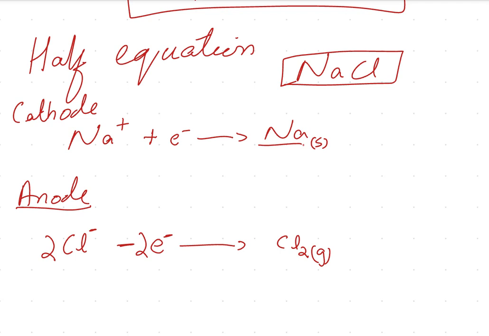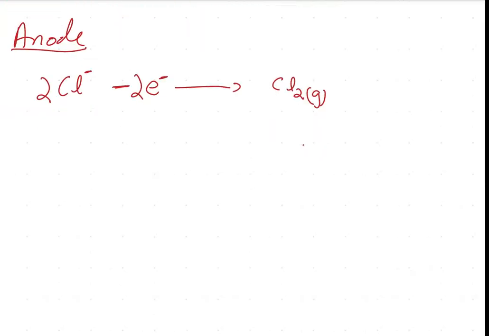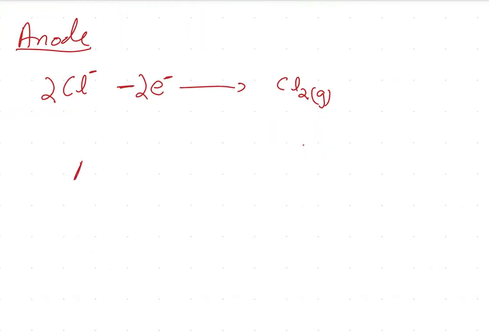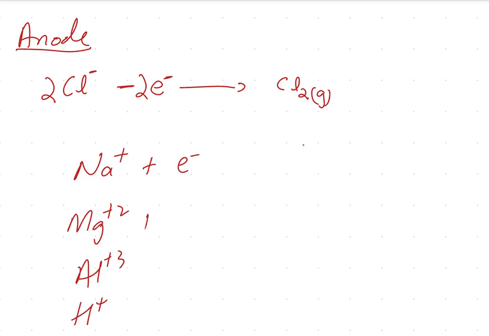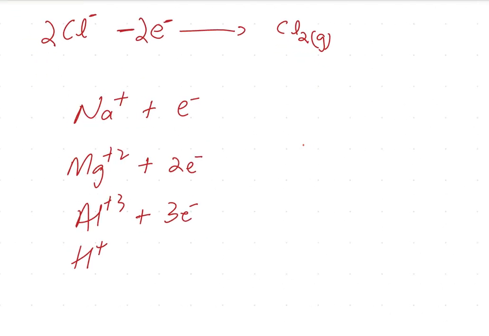Majority of students face difficulty in writing the half equation, so for that purpose I'm giving you four examples. For example, this is Na+, this is Mg2+, this is Al3+, and this is H+. Sodium is one electron short, so give it one electron. Magnesium is two electrons short, so give it 2 electrons. Aluminium is deficient in 3 electrons, so give it 3 electrons. And hydrogen is one electron short, so give it 1 electron.